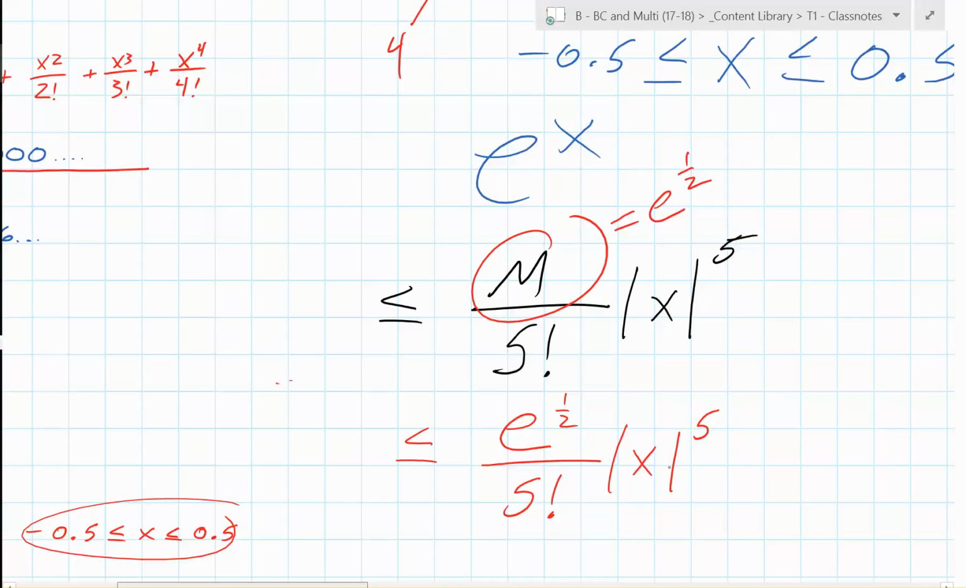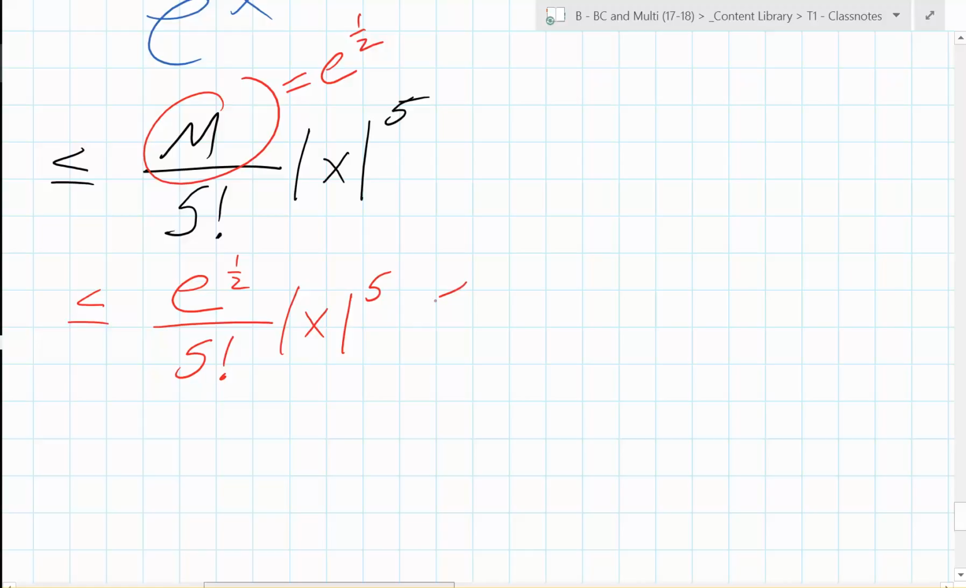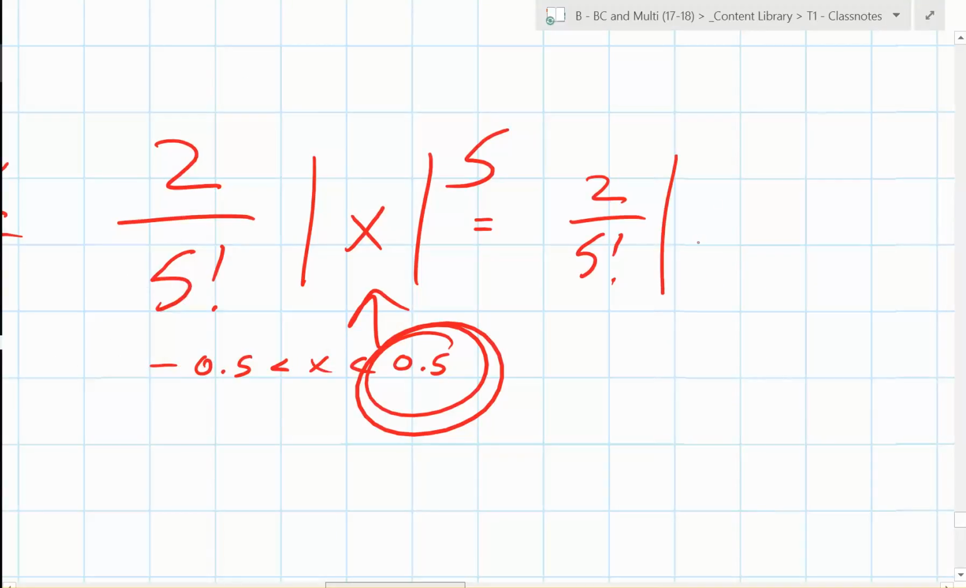e to the 1/2, everybody, is the square root of e, which is 1.64 something, right? What's the best integer to replace this with? Can it be 1? No. Let's replace it with what? 2. The square root of e is definitely less than 2. So by replacing this, this is what we can do here. This seems arbitrary, but why does the book do things like this? Why is that 1/2 to the 5th?